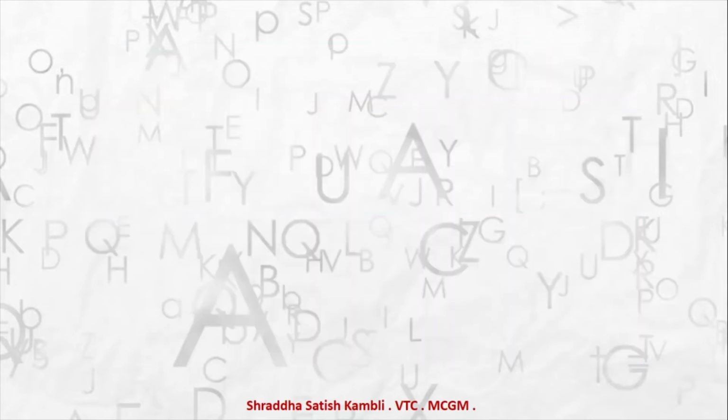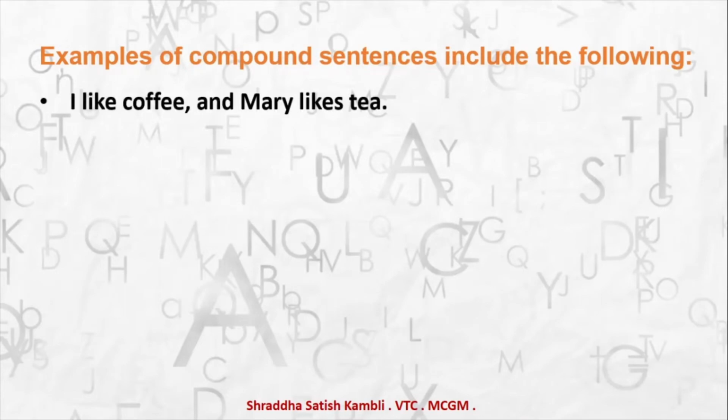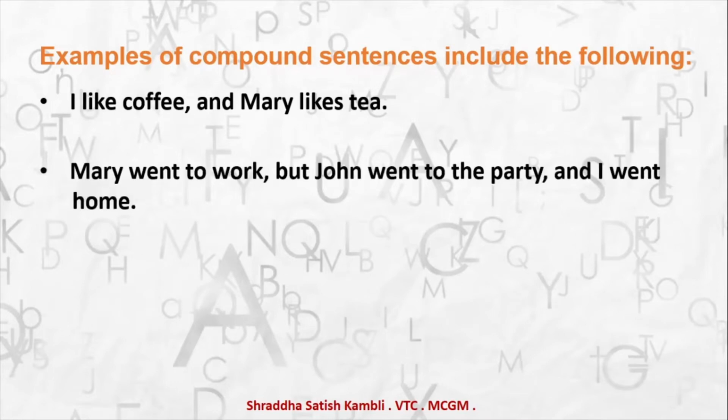Alright, moving on. Let's see some examples of compound sentences. So you have, I like coffee and Mary likes tea. Mary went to work, but John went to the party and I went home. Now see here, there are three sentences within this one sentence: Mary went to work, John went to the party, and I went home. So we have combined them, making use of a comma and also a conjunction.